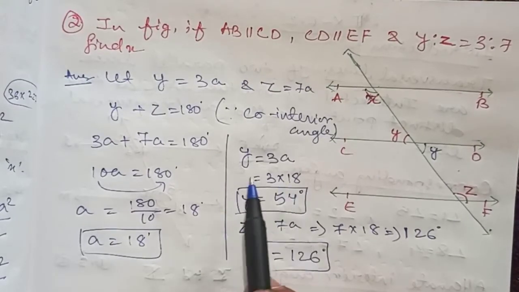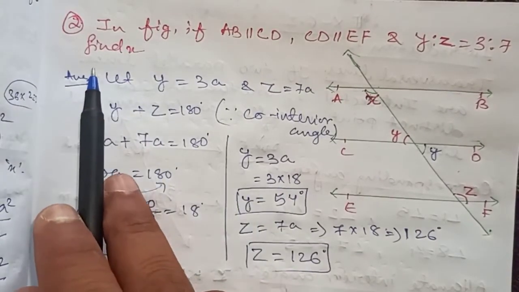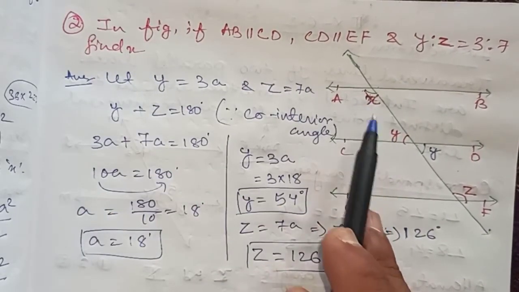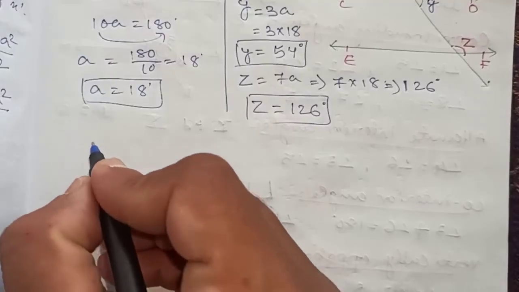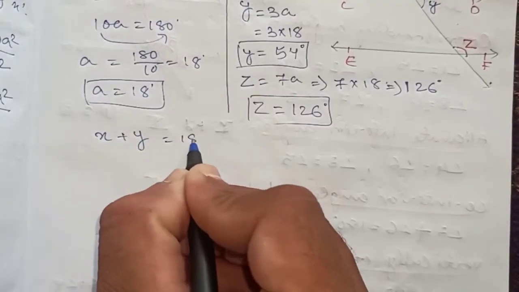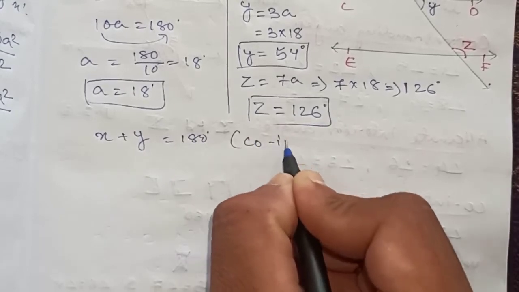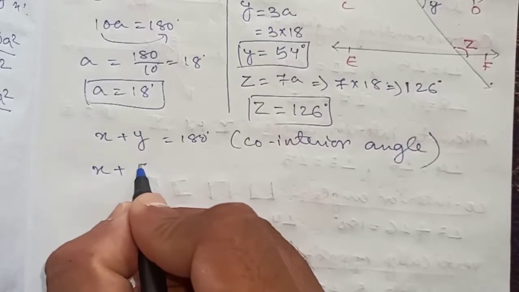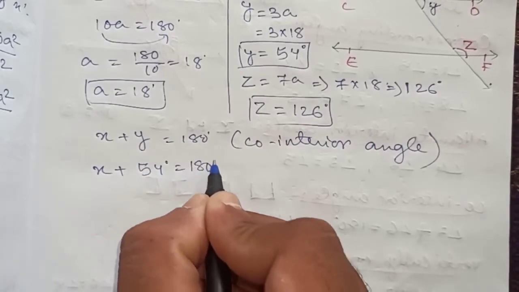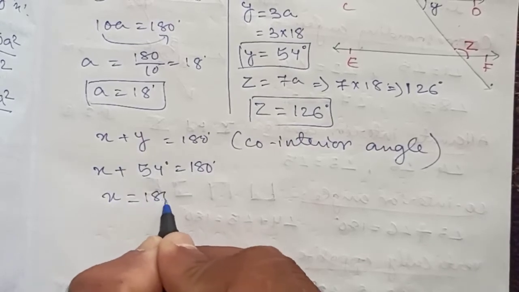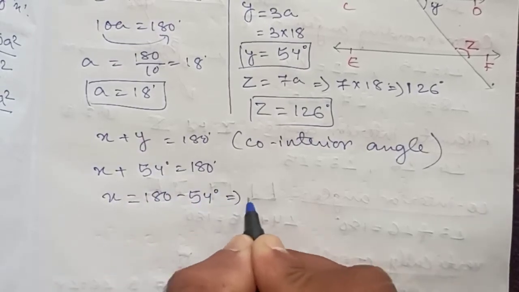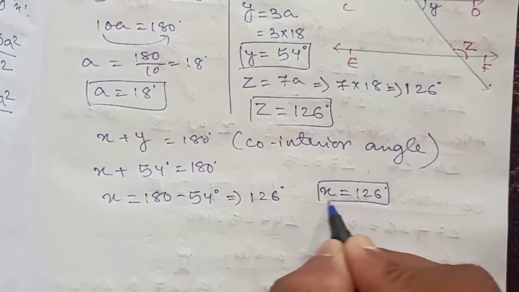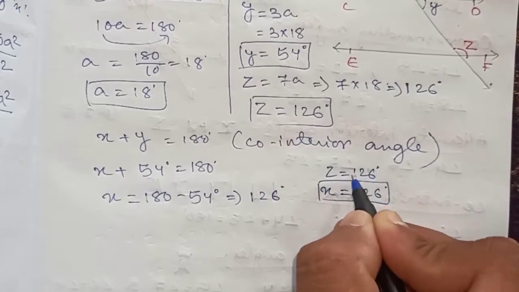Okay, so these two angles we got, but whose value do we have to find out? We have to find the value of x, this angle. From here, x plus y is 180 degrees. Why? Co-interior angles. So I will use that condition, x plus y equals 180 degrees. These are co-interior angles. What is y? Y is 54 degrees. X equals 180 minus 54, that is 126 degrees. So x we got 126 degrees, as well as z we got 126 degrees, isn't it?